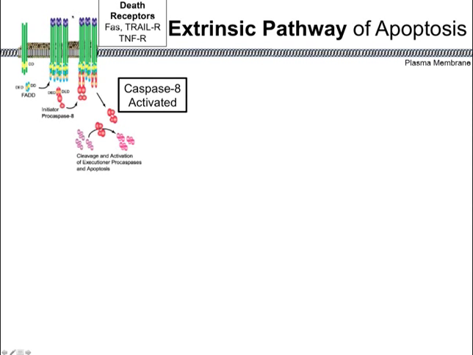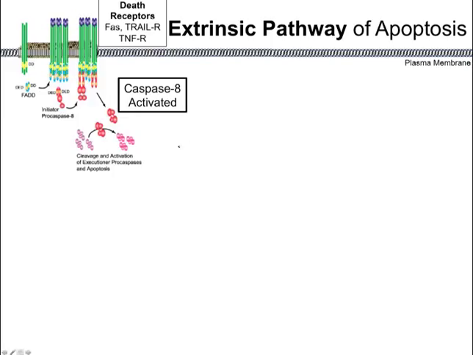So the extrinsic pathway of apoptosis, it's so named because it's apoptosis in response to signals that come from outside of a cell. These signals can bind to receptors, notably the death receptors such as FAS, the TRAIL receptor, and the TNF receptor. And this leads to the activation of a caspase, one of these proteases that I've already mentioned to you, called caspase-8. This is going to be a key player in the rest of the talk.